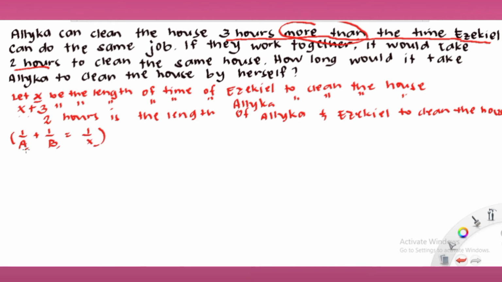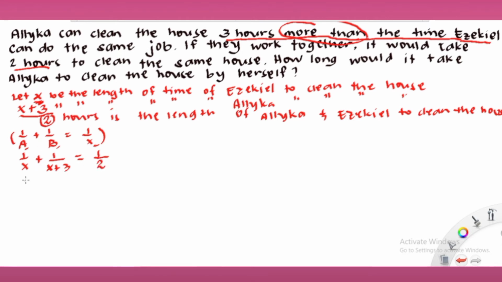So again, if A represents yung oras na kayang magtrabaho ni Ezekiel ng mag-isa, that is x. So papalitan ng x ang a. So we will have 1 over x plus 1 over, ang b naman is yung kay Alaika. Alaika can do the job alone. That is x plus 3. Alright? Yung mga ni-represent natin kanina na values, ipinalit natin sa a and b. x is for Ezekiel, x plus 3 is for Alaika. That is equal to 1 over, yung x, palitan natin ng 2. Ito yung number of hours they can work together.